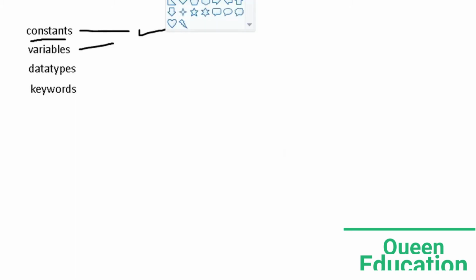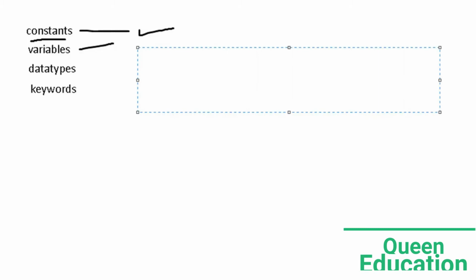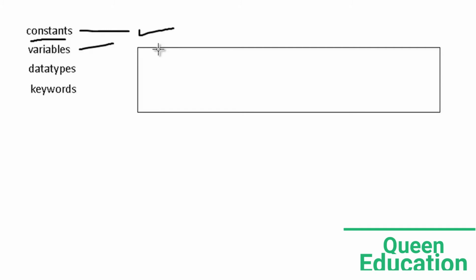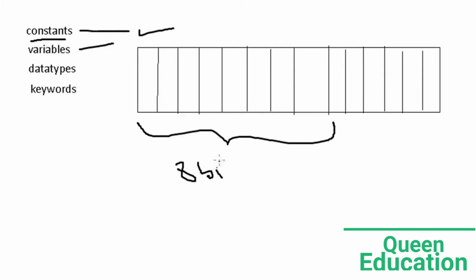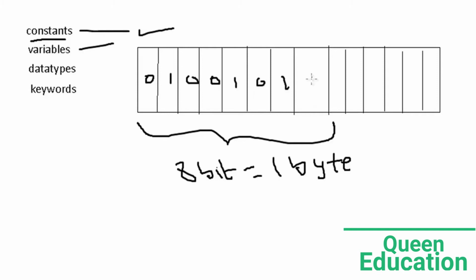In computer memory, whatever we save, the values will be stored in zeros and ones. So this computer memory is divided into small bits, and the small bits are grouped to form bytes. 8 bits are grouped to form 1 byte. So it's going to be 8 bits equal to 1 byte. The values zeros and ones are stored in these bits, 0 or 1, so something like this.